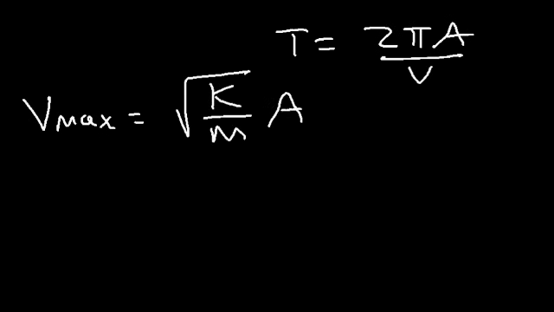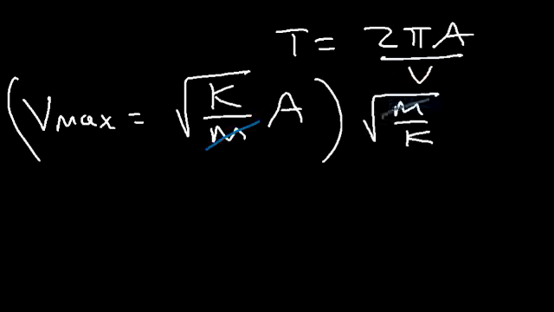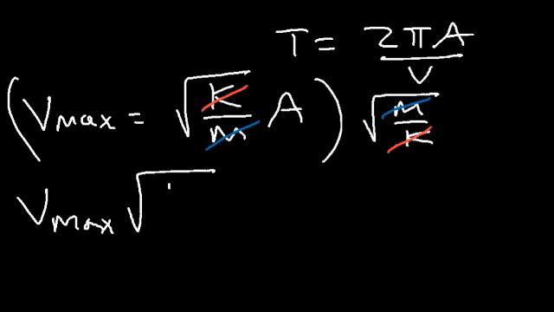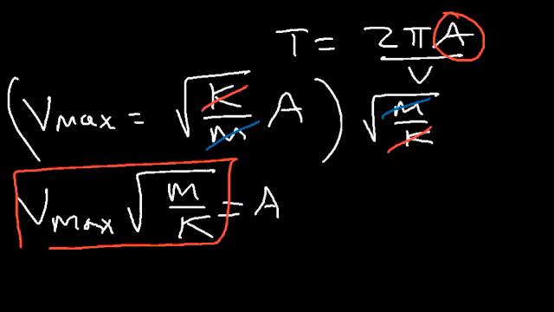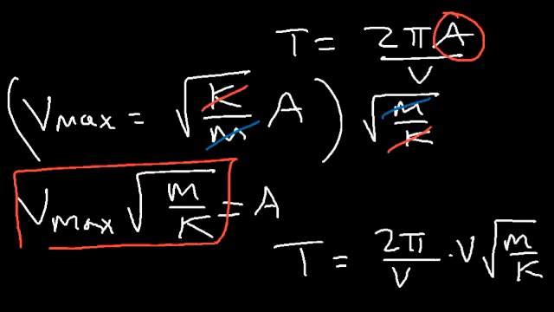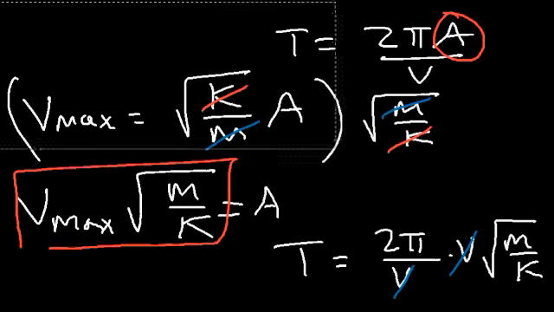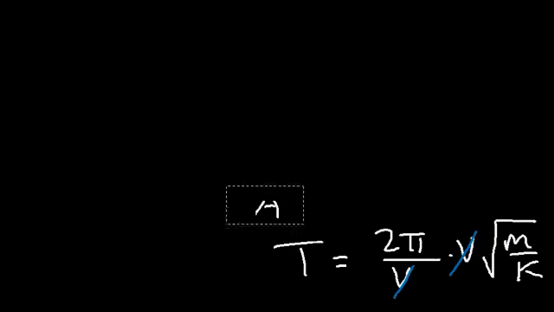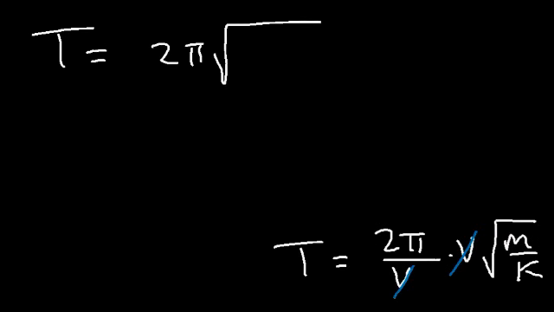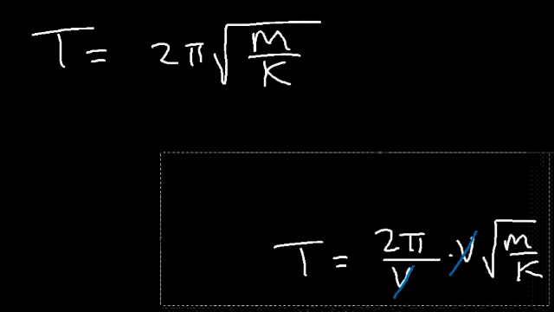So to solve for A, we can multiply both sides by the square root of m divided by k, so that the m will cancel on the right and the k will cancel on the right as well. So Vmax times the square root of m over k is equal to A. So now let's replace this A with this expression. So the period T is 2 pi divided by Vmax times Vmax times the square root of m over k. So we can cancel Vmax. So therefore, the period of a spring is 2 pi times the square root of m divided by k. So now let's talk about this equation.